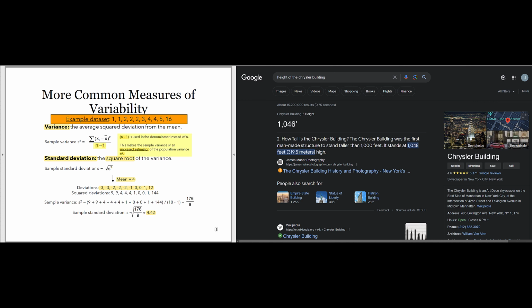Okay, so the standard deviation is more meaningful because it's in the same units as the mean is. The mean value is 4, but there's a fair amount of deviation around 4 because of that outlier primarily. Notice that the outlier's contribution to this sample variance is enormous compared to everything else.